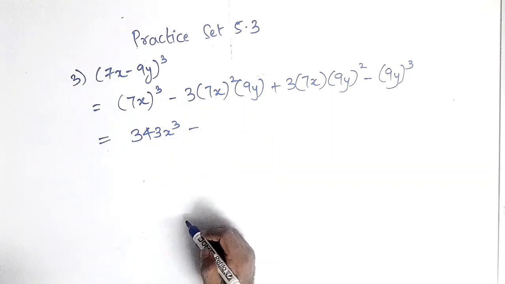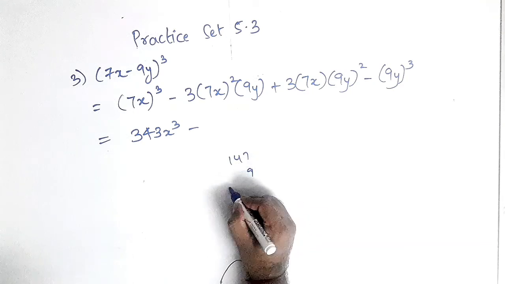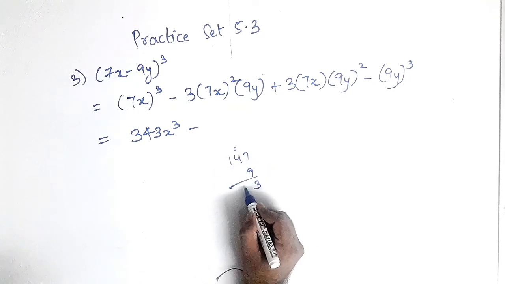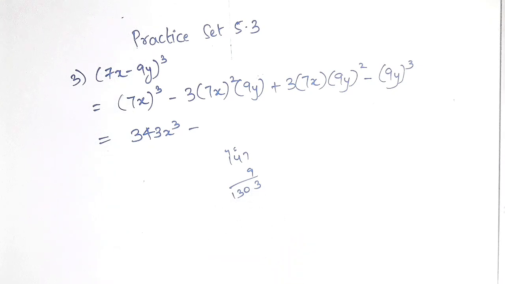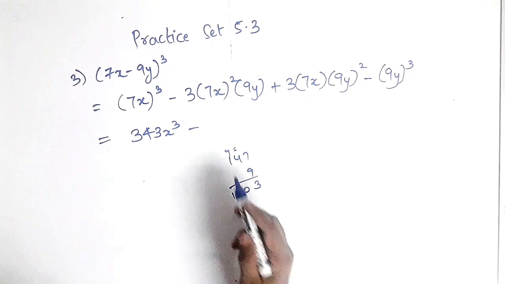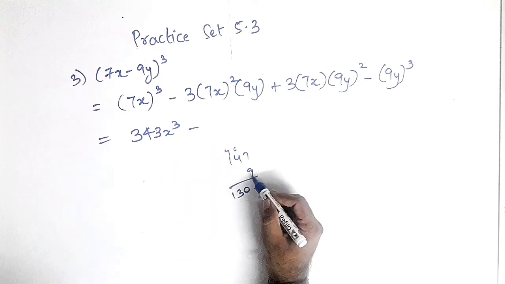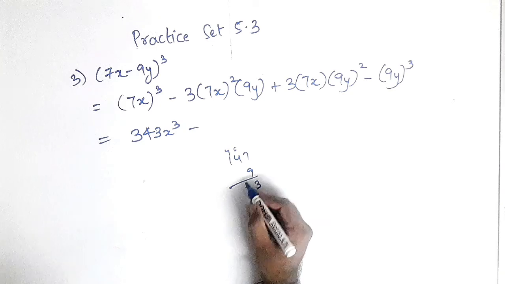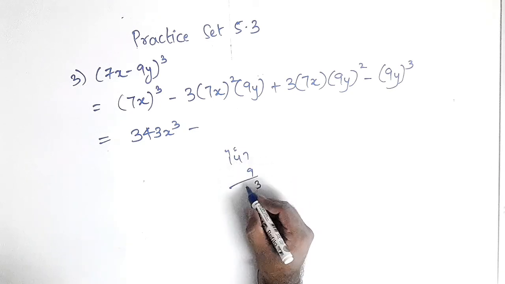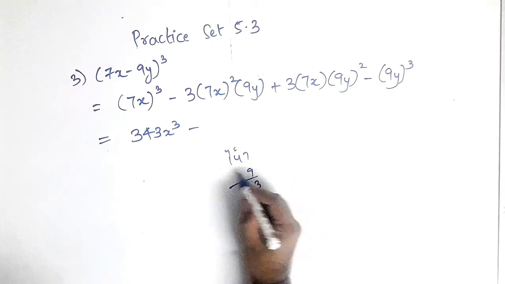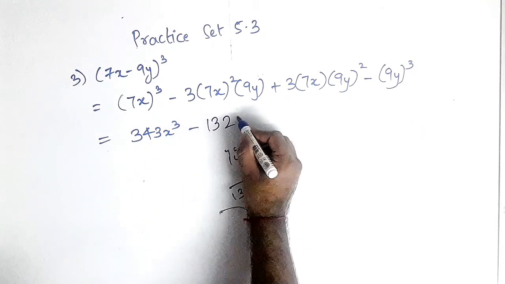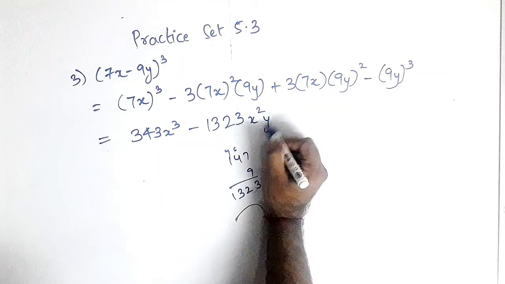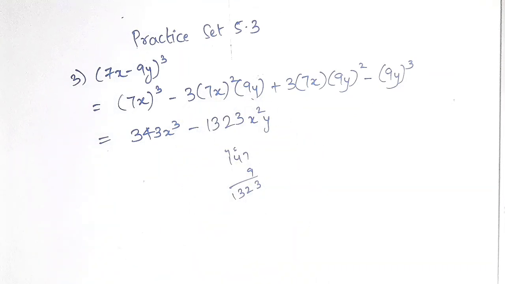147 9 times. What is 147 9 times? 9 sevens are 63, 9 fours are 36 plus 6, 42, 9 ones are 9 plus 4, it is 1303. Okay, now let us see, wait, 49 threes is 147, 9 fours are 36 plus 6 is 42, 9 ones are 9 plus 4 is 13, so it is 1323 x square y. We will write the numbers also.